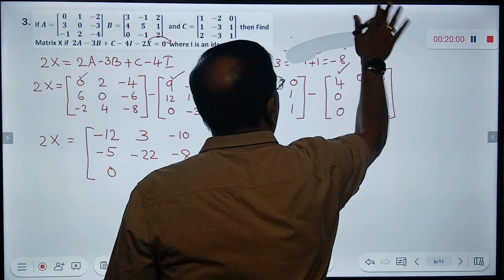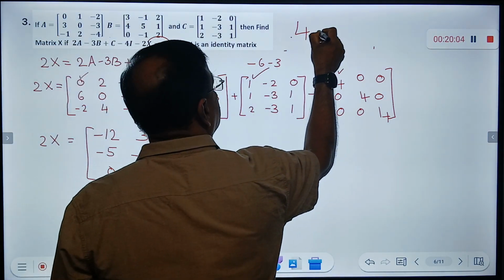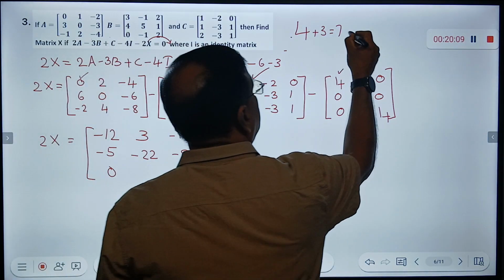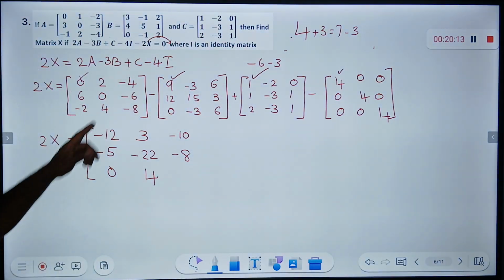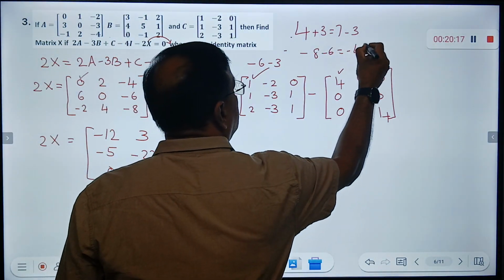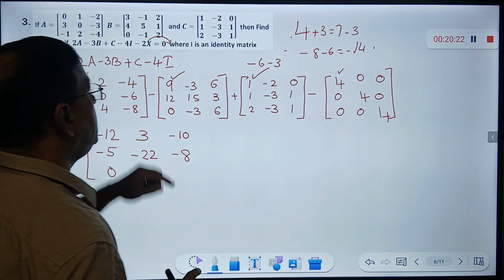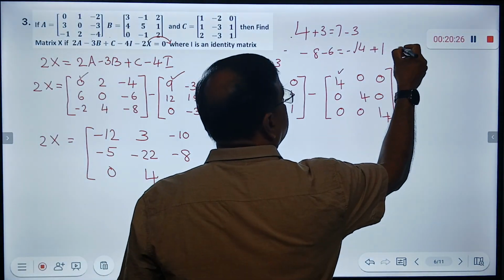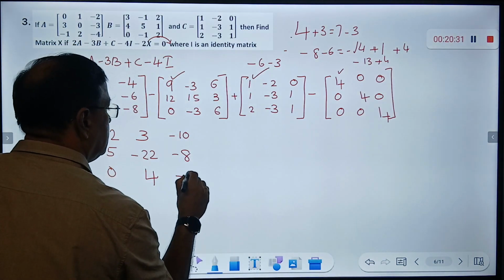Minus of minus 3 is plus 3, that is 7. 7 minus 3 is 4, because this element is 0. Finally, it is minus 8, minus 6 is minus 14, minus 14 plus 1 is minus 13, minus 13 plus 4 is minus 9.